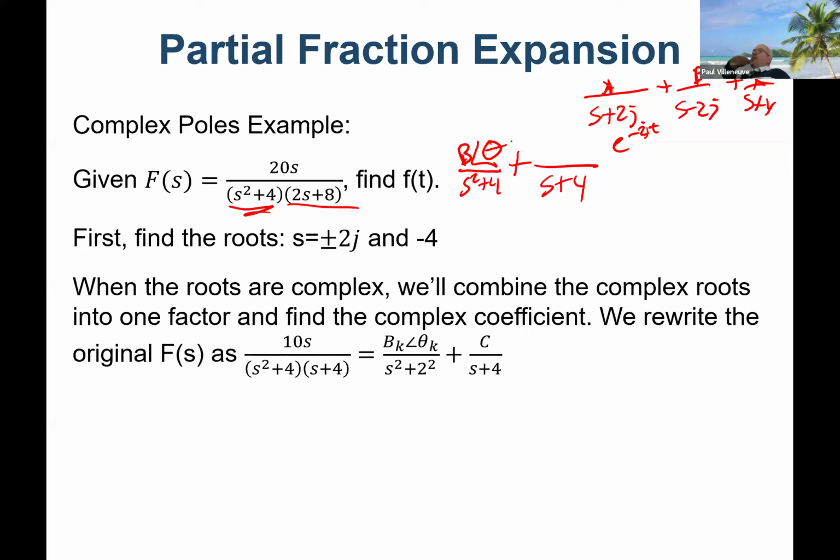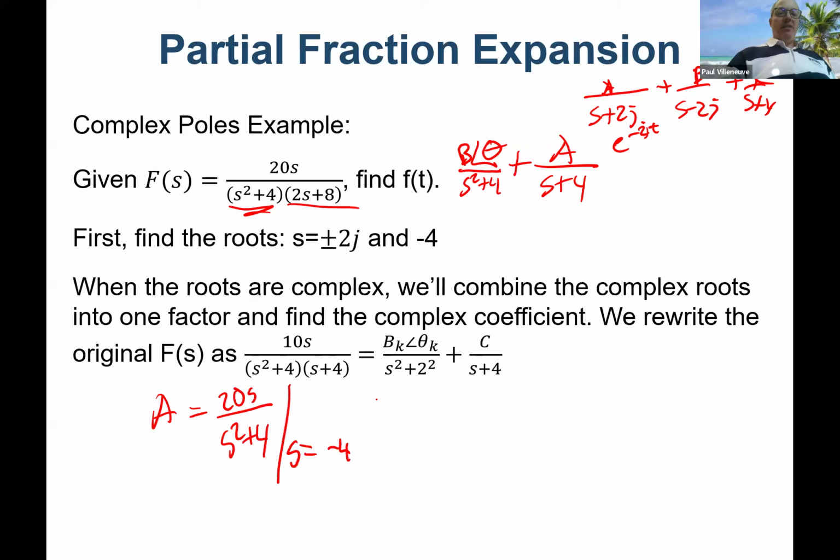So anytime you have complex roots that you need to do partial fraction expansion, you're going to go b at an angle of theta. And then we'll make that a. How do you think we solve for a? Or c, doesn't matter. A is a piece of cake, right? It's 20 over s squared plus 4, evaluated at s equals -4. So that's equal to -80 over 16 plus 4, which is -20, right?